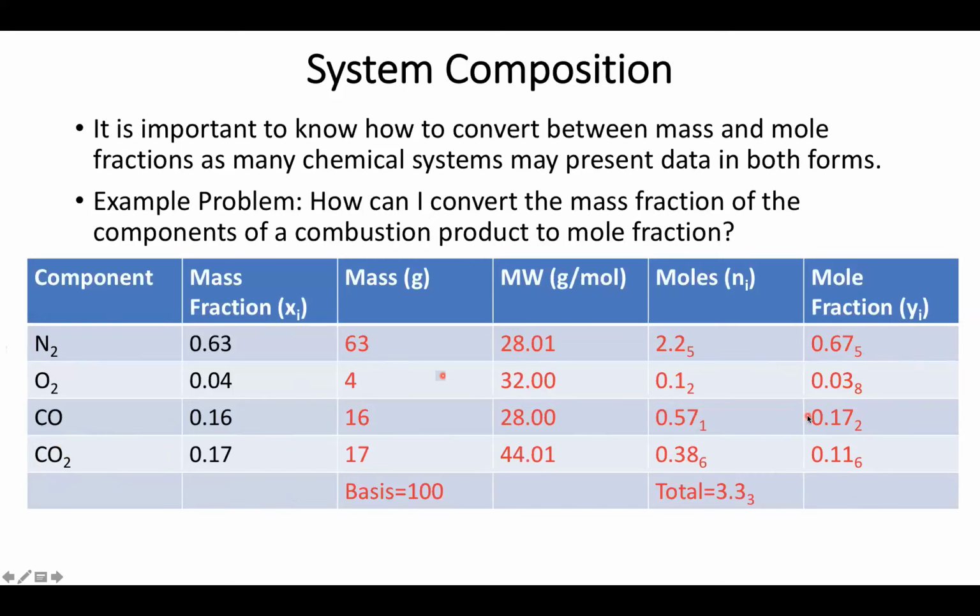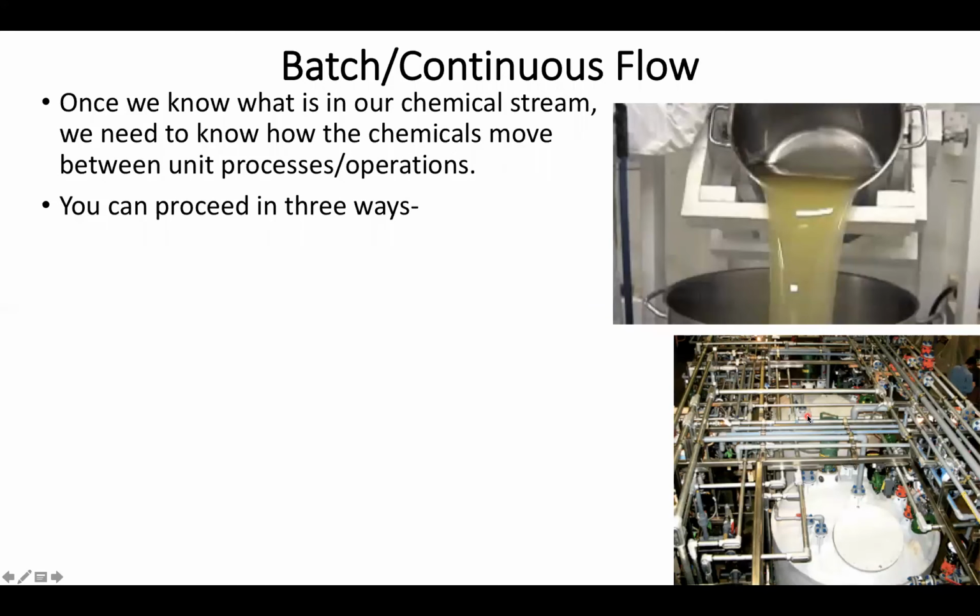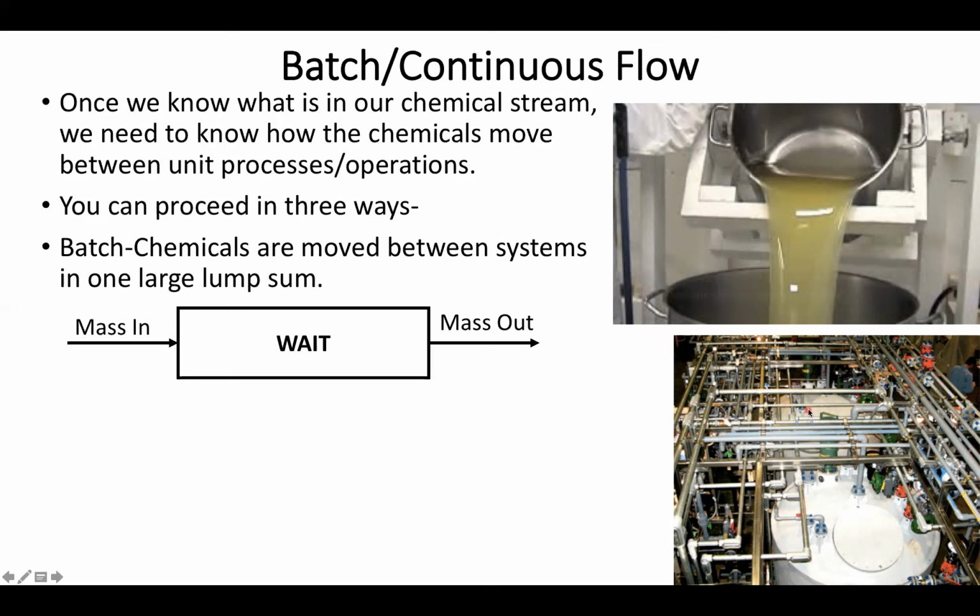So once we know what's present in the chemical stream, we still need to know how our chemicals are going to move in between unit processes and operations. And it's worth noting that we tend to proceed in one of three major bases. The first one is going to be called a batch reaction. So this is what we're usually doing in most chem labs, where all of my chemicals move between systems, in between my unit operations and processes, as big lump sums. So I pour out my product from one reaction or one heating unit into the next unit all at once.